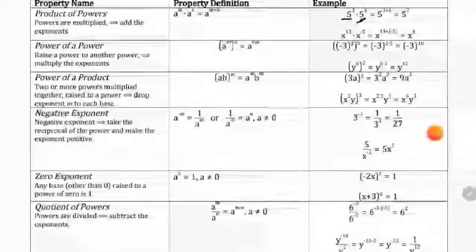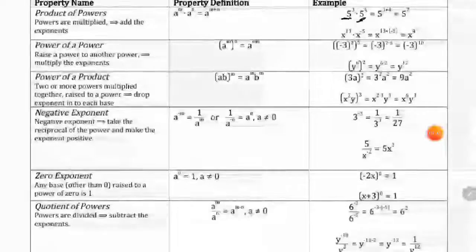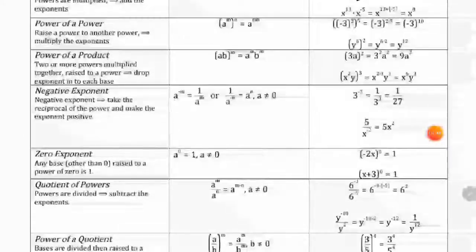And then in the next example, y to the 6th to the second, that's y to the 6 times 2, so that's y to the 12. Our next property is power of a product. So when we have two numbers being multiplied, and then they're both being raised to the same power.